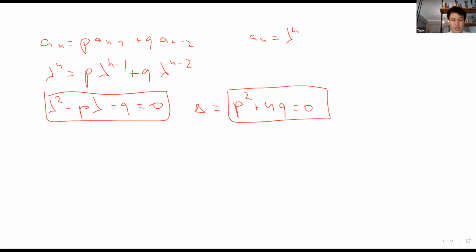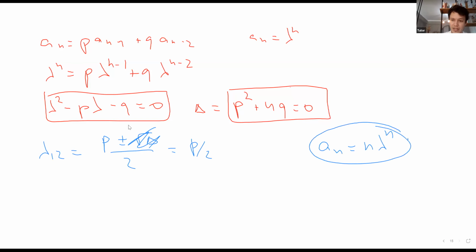Okay, so what would be the roots in here? If I wanted to compute lambda 1, 2, this would be equal to minus b, so plus p, plus or minus square root of delta, divided by 2. Well, look at delta. Delta is 0, right? So I can just forget about delta. So it's just going to be p divided by 2. Okay, so now what did I say? I said that n lambda to the n is a good solution. So basically I say that if I take an equals n lambda to the n, it is a good solution, right?